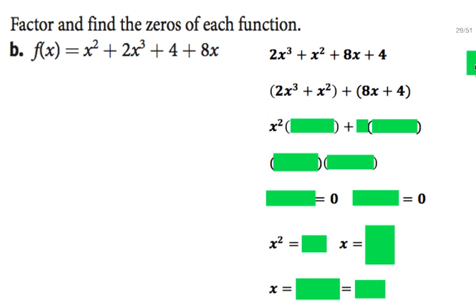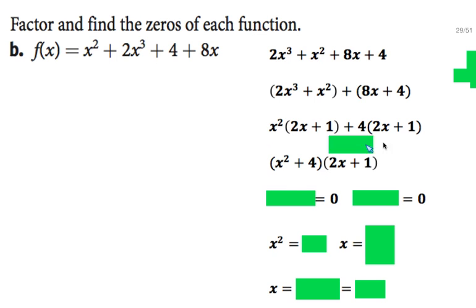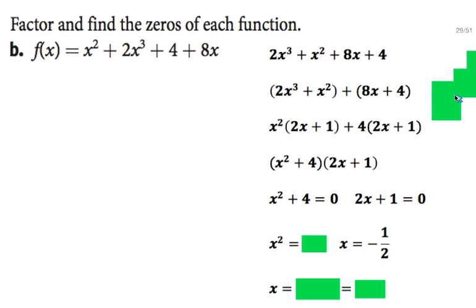And again, this one you have x squared, but this time the term in the parentheses is 2x plus 1 when I take an x squared out of both of those. And here I can factor out a 4, and I get 2x plus 1 in both. So one of my factors is 2x plus 1, and the other one is x squared plus 4 here. And then I set both factors equal to 0 and start solving for x.